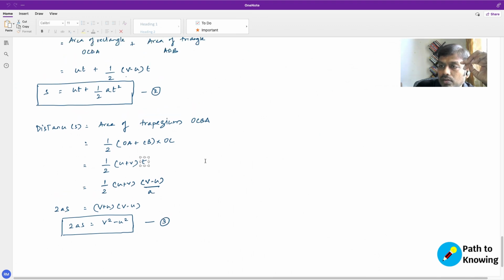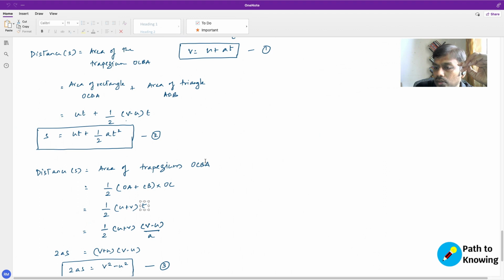Right. So we have derived the three equations of motion here. We started with the first one, which is V is equal to U plus AT. Then we calculated distance using the area of trapezium, and then we also captured that we can calculate the distance without time. So that is this variation. And just to recap, all the three are applicable for objects that undergo uniform acceleration. That's going to be the key. So it is all for objects that undergo uniform acceleration.